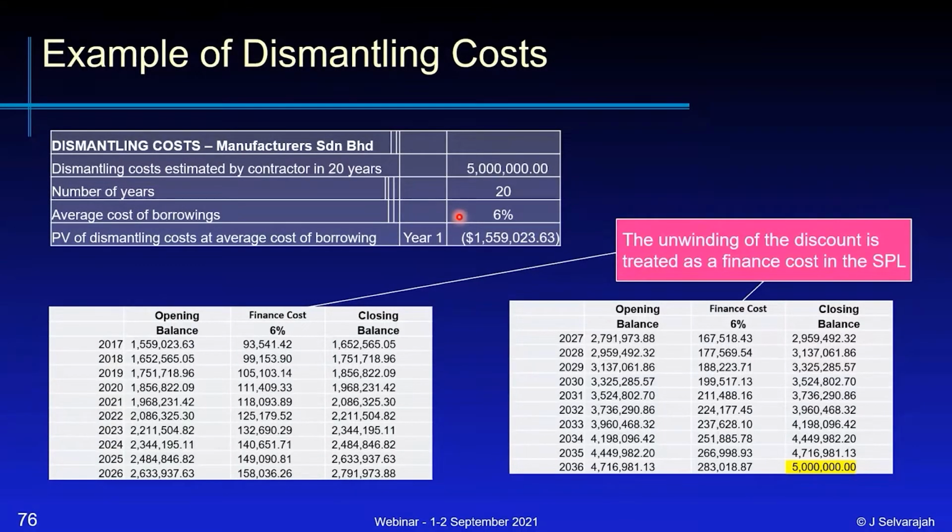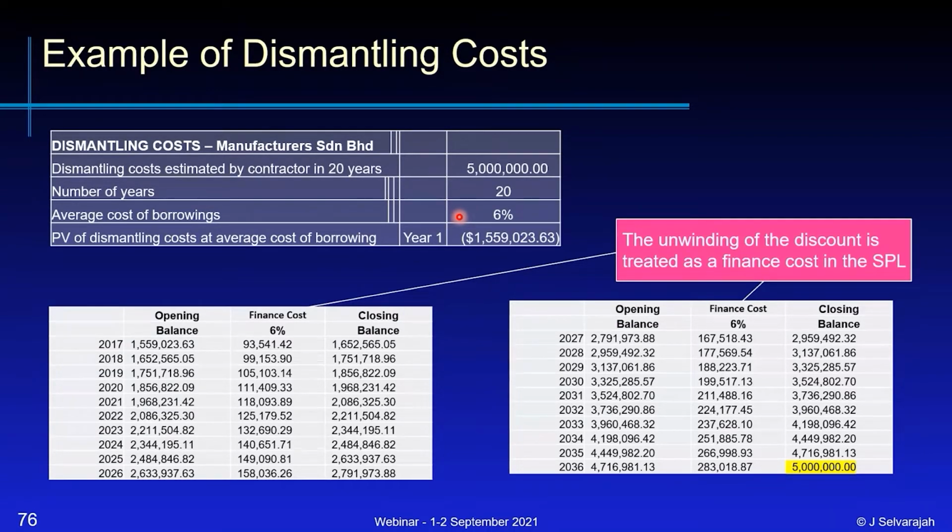Now, what happens if somebody comes up and says, and this is a question many company accountants have asked me over the years, we don't have any borrowings. How do we do discounting? Well, if you don't have any, you go to the Bank Negara website and look under the bank borrowing rates. So Bank Negara has all the bank borrowing rates there.